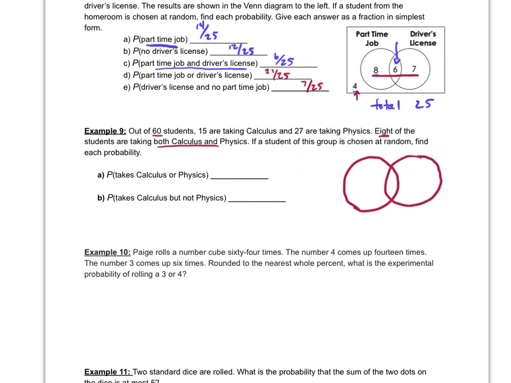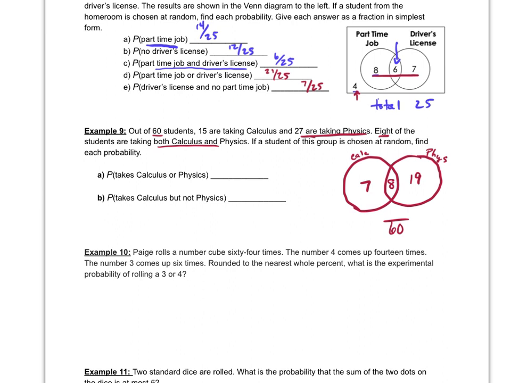Although from everything I understand, physics and calculus are really two different animals. So it says here we have 8 students taking both. We have a total of 15 students taking calculus, so that means 7 students are taking calculus only, and 15 total, and then 8 are taking both. And then we have these students over here taking physics, and there's 27 of them, 27 minus 8, so that means we have 19 over here that are taking physics just by itself. So total of 60 students, okay?